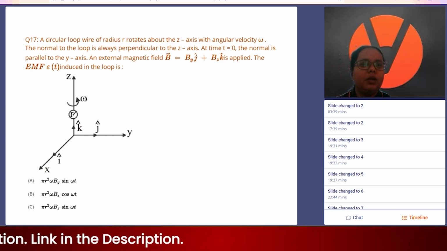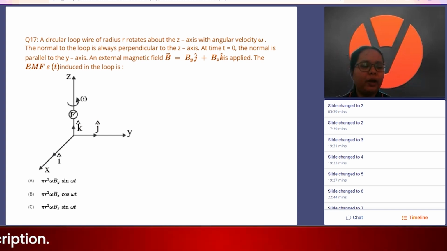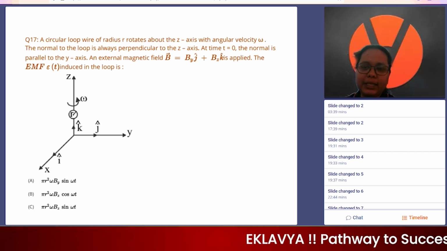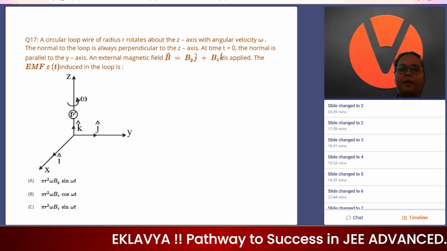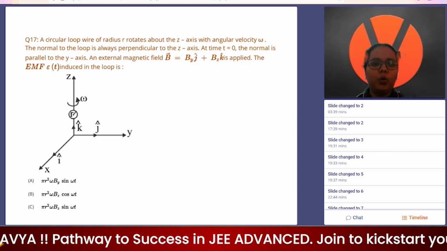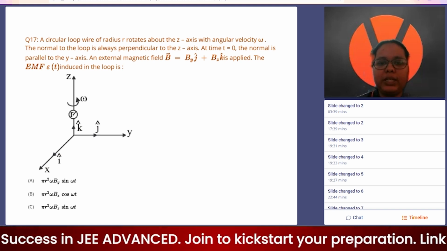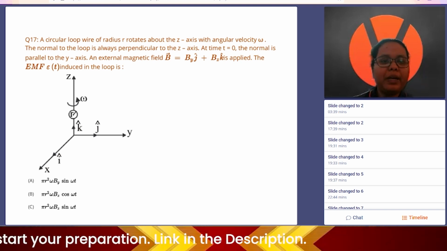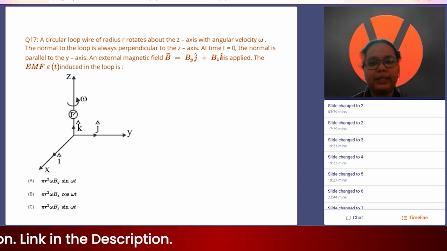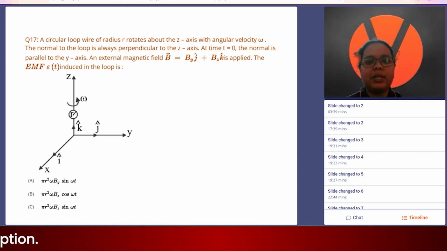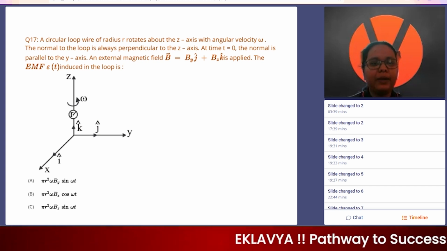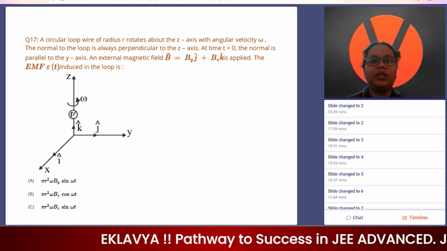Now, a circular loop of wire of radius r rotates about the z-axis with angular velocity omega. The normal to the loop is always perpendicular to the z-axis. At time t equal to 0, the normal is parallel to the y-axis, right? So an external magnetic field B vector is applied. The EMF induced in the loop, right?